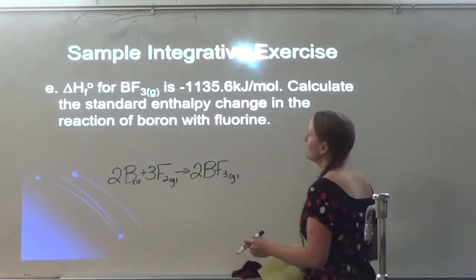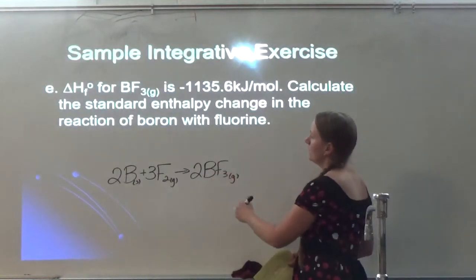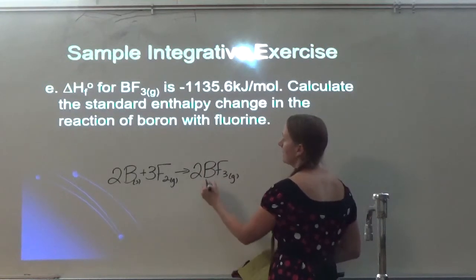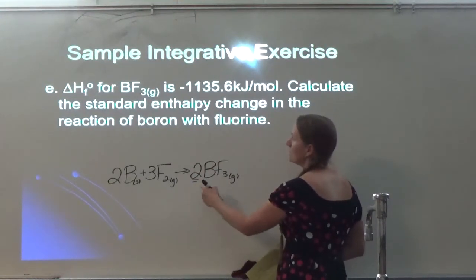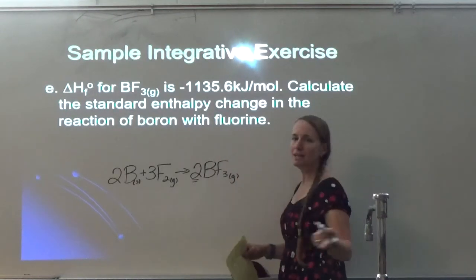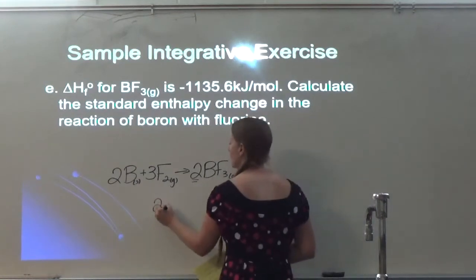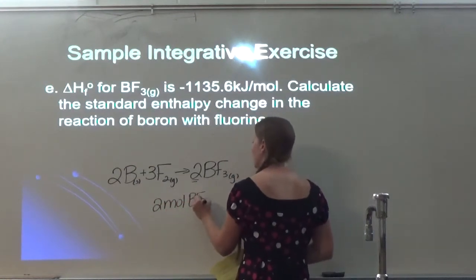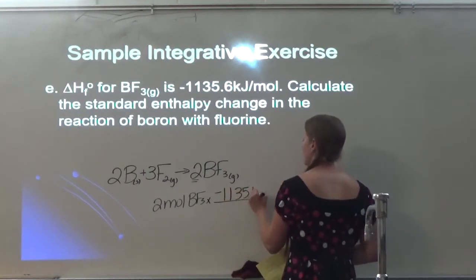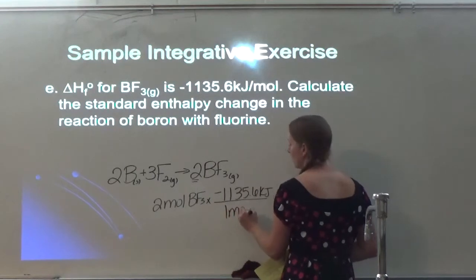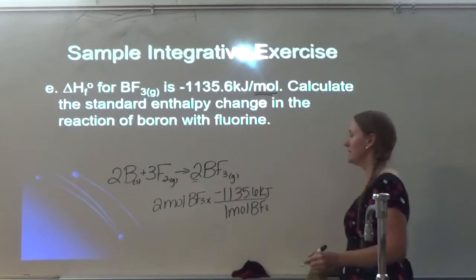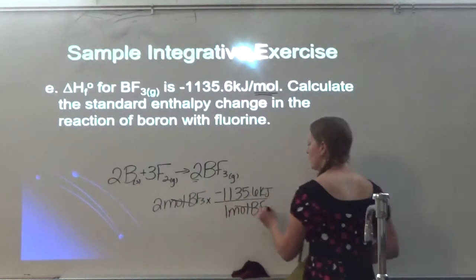All right, so we start with our reaction. And so if you look, I have 2 moles of BF3. I'm getting that from right here. If this is the delta H for 1 mole of BF3, then obviously I just need to multiply it by 2. So I'm starting with 2 moles of BF3, and I know that there is negative 1135.6 kilojoules per 1 mole of BF3. Now you may be wondering, how do we know it's per 1 mole? Well, it's because it's per mole. It doesn't say per 2 moles or anything like that. So I just multiply it by 2.